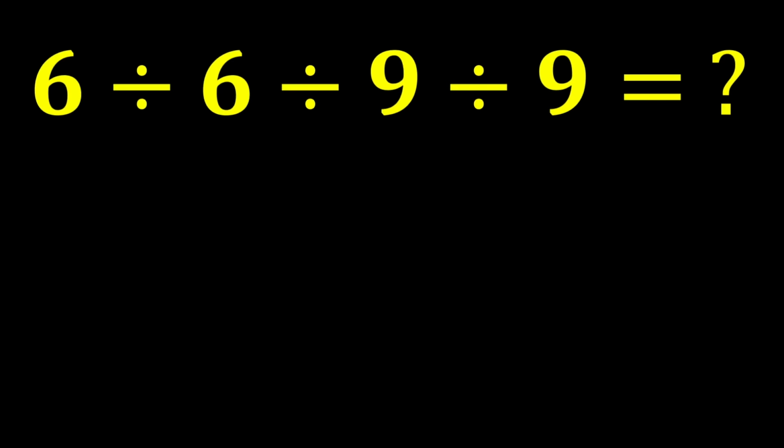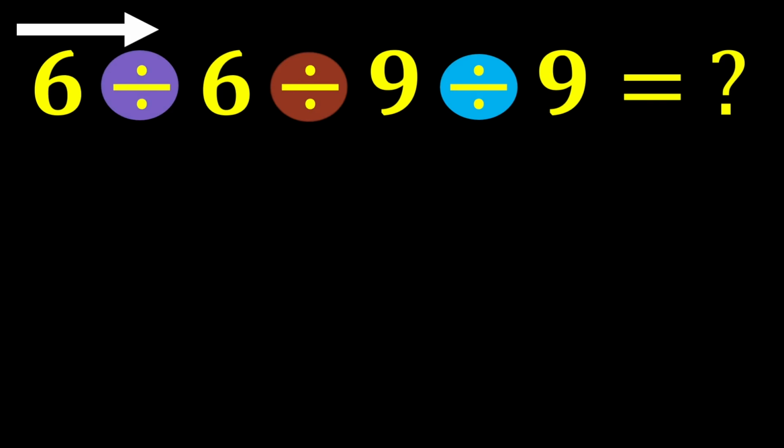6 divided by 6 divided by 9 divided by 9. In this expression, there is more than one division, and since divisions have equal priority, we move from left to right and perform the divisions in order. First this division, then this division, and finally this division.